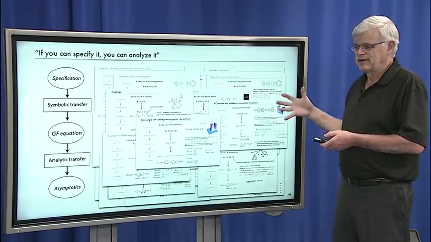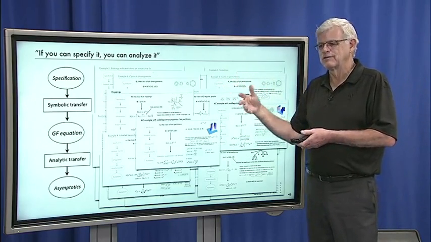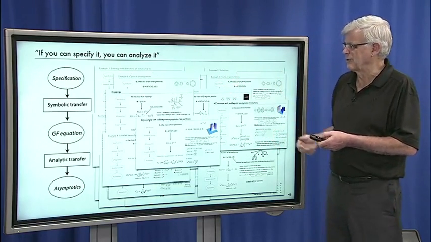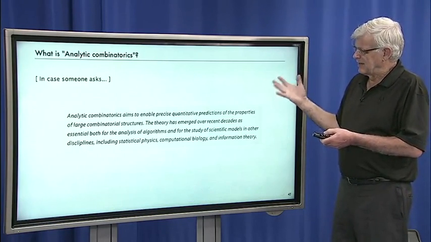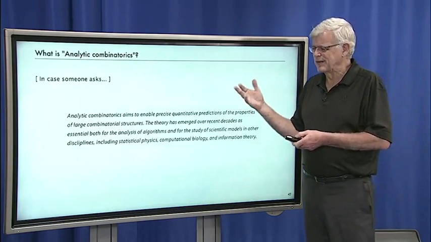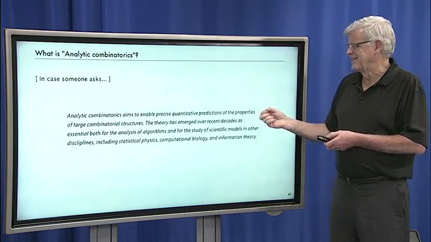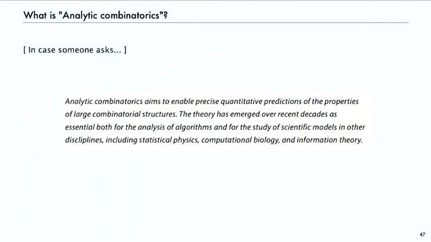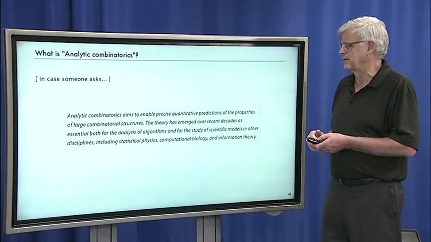And that's just a small example. For every one of these examples, there's variations that, again, can be handled in a uniform manner. So just in case someone asks, you took analytic combinatorics, what is that? This is the answer. It aims to enable precise quantitative predictions of the properties of large combinatorial structures. It's a theory that's emerged over recent decades as essential, not just for the analysis of algorithms, but also for the study of scientific models in other disciplines, including statistical physics, computational biology, and information theory.